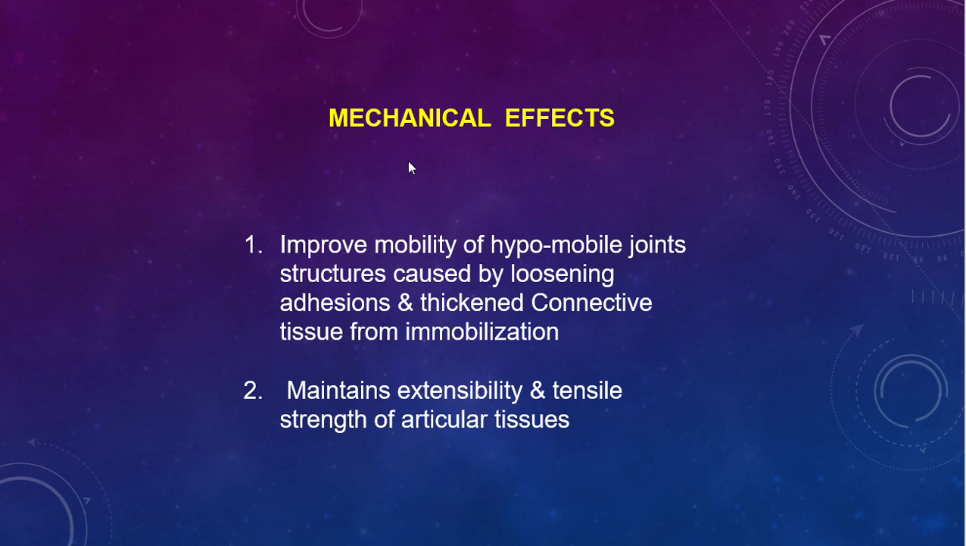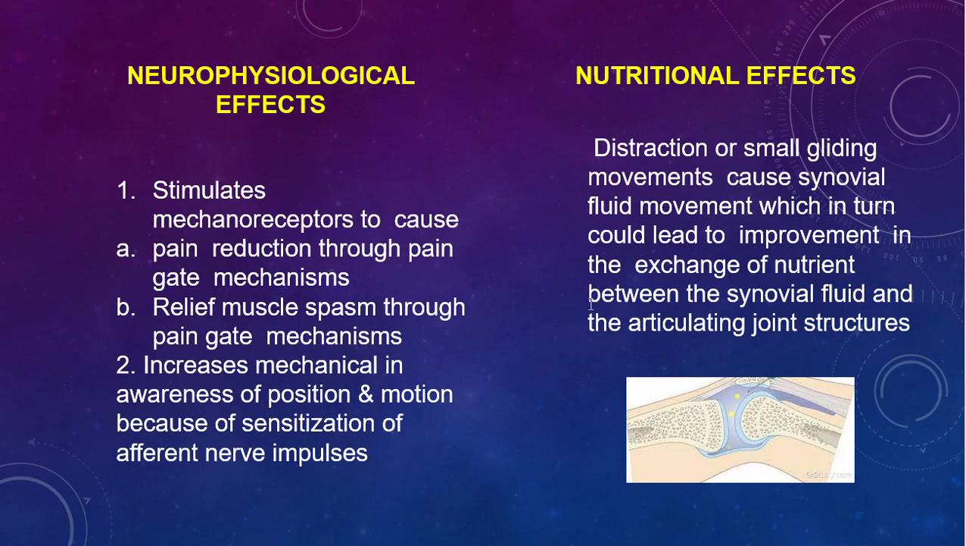Then it's also useful to maintain extensibility and tensile strength of articular structure. We've talked about direct technique. When tissue is less extensible, contractile, or tightened, we can stretch it with direct technique. So all this comes under the mechanical effect of manual therapy.